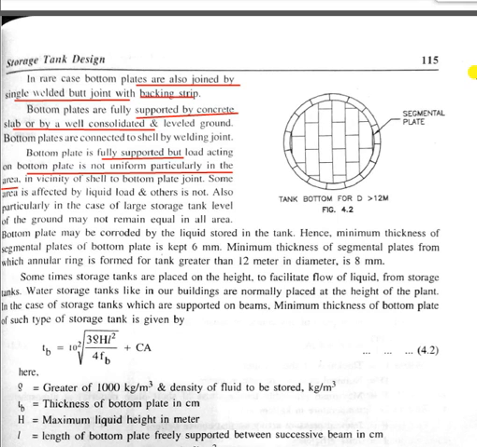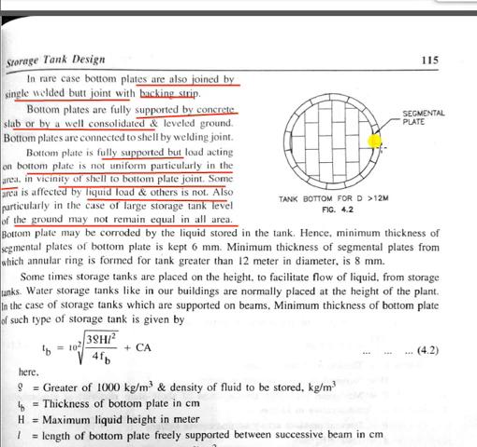In the vicinity of the shell to bottom plate joint, some area is affected by liquid load and other area is not. Also, particularly in the case of a large storage tank, the level of the ground may not remain equal in all areas.